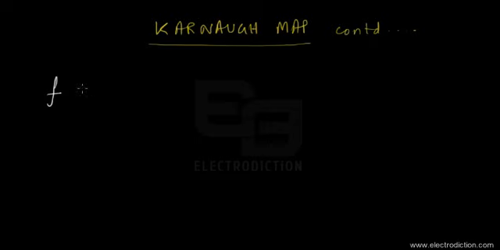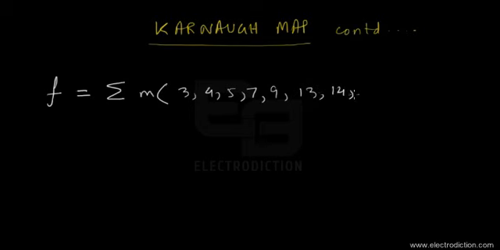Now let's say that f is given in somewhat this way. It's given by sigma small m, and then we've got certain numbers inside: 3, 4, 5, 7, 9, okay, and then 13, 14, and 15. There you go, so let's check it together. 3, 4, 5, 7, 9, and then we've got 13, 15, and 14.